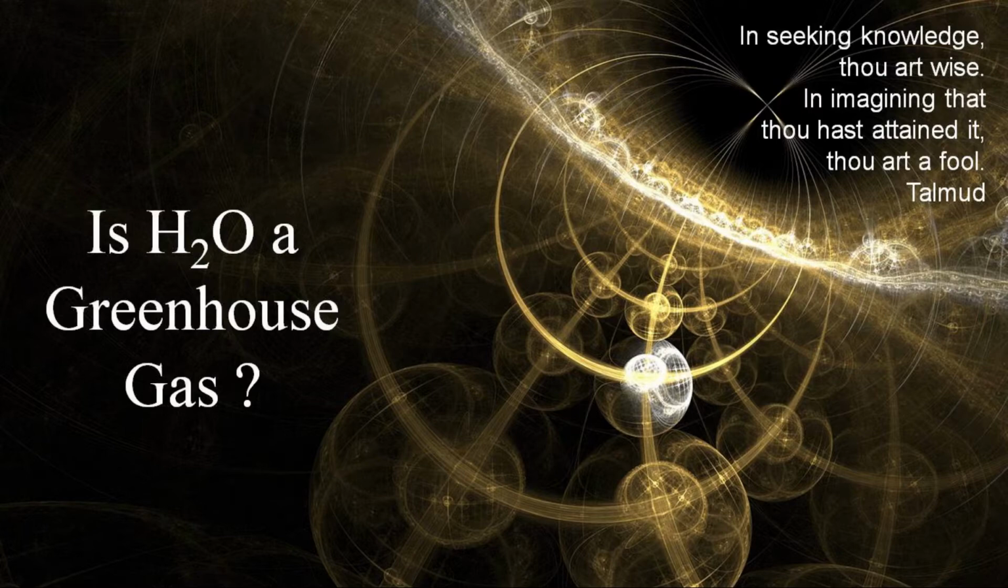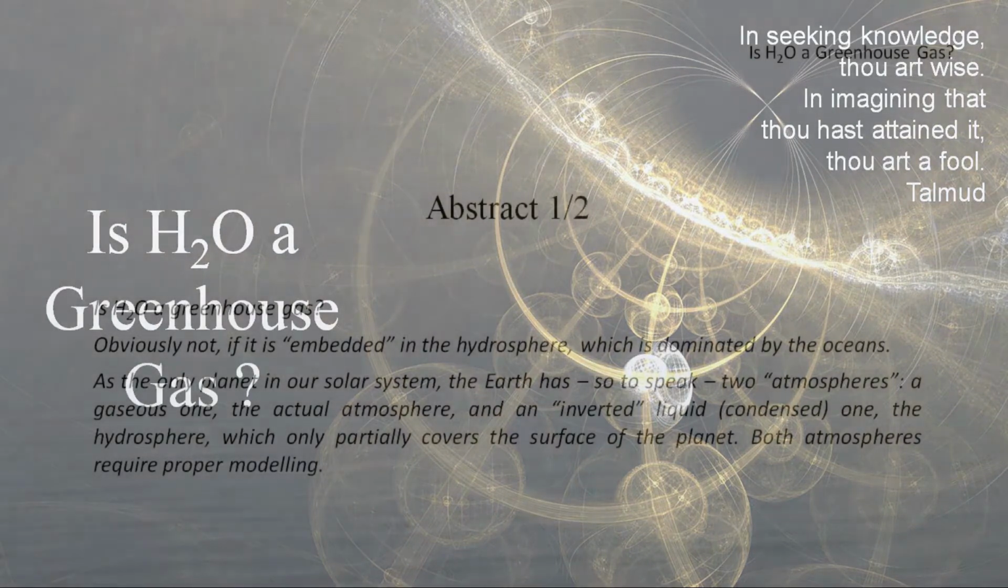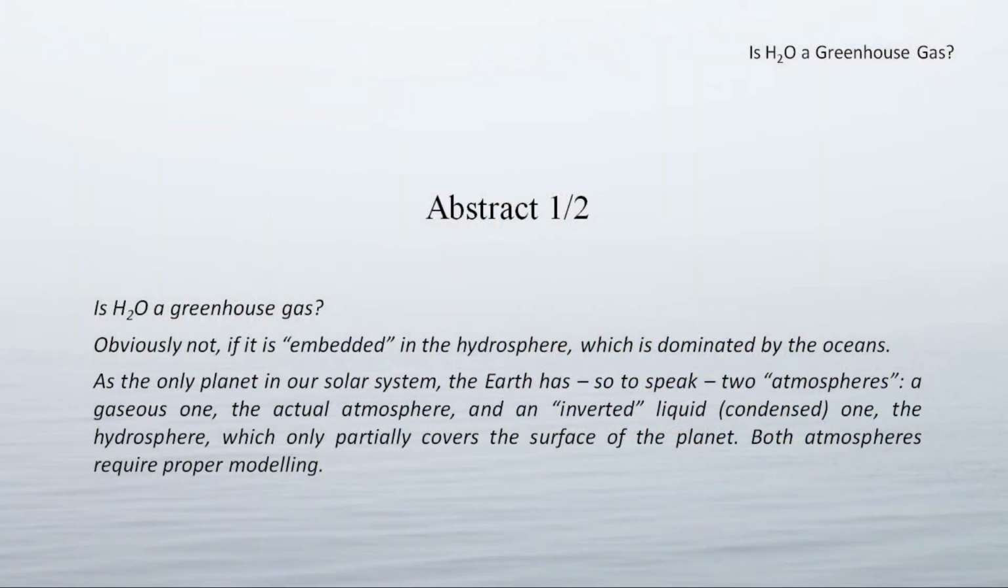Is dihydrogen oxide a greenhouse gas? Obviously not, if it is embedded in the hydrosphere, which is dominated by the oceans. As the only planet in our solar system, the Earth has, so to speak, two atmospheres. A gaseous one, the actual atmosphere, and an inverted, liquid, condensed one, the hydrosphere, which only partially covers the surface of the planet. Both atmospheres require proper modeling.